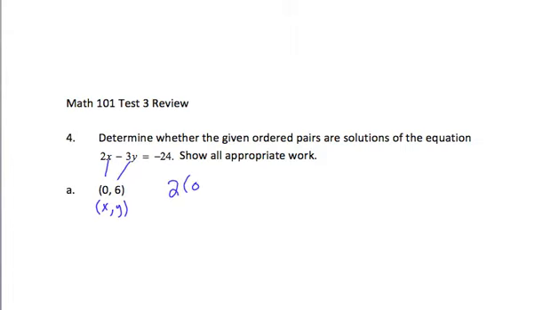2 times 0 minus 3 times 6 equals negative 24. Let's take a look. So 2 times 0 is going to give me 0, and then negative 3 times positive 6 is going to give me a negative 18. And so I'm left with a statement, negative 24 equals negative 18. That's not a true statement, so I would say that no, it is not a solution.